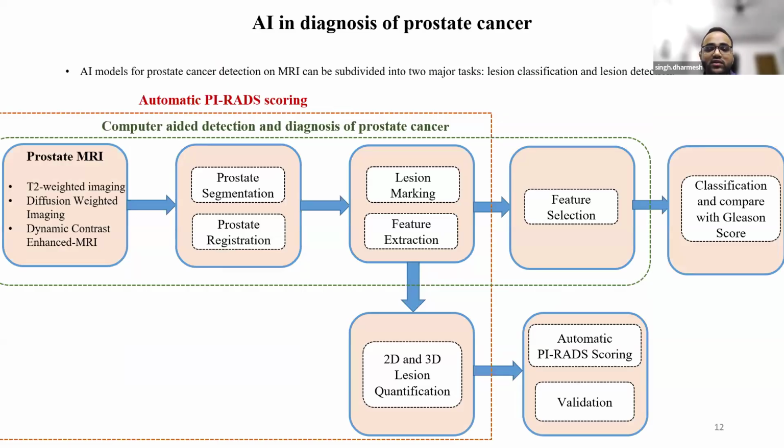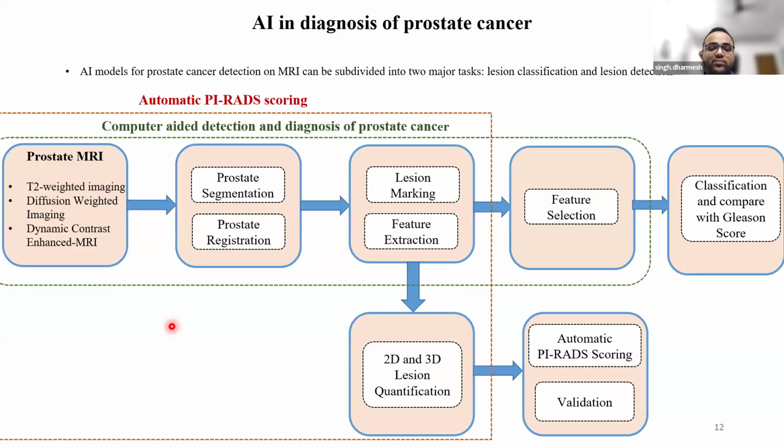This is the diagram which summarizes the computer-aided diagnosis model. We are now discussing the AI-based applications in prostate cancer. The first one is the computer-aided detection and diagnosis system. AI models for prostate cancer can be broadly divided into two aspects. First is the classification, and the second one is the detection, like lesion detection. So let's walk through the pipeline.